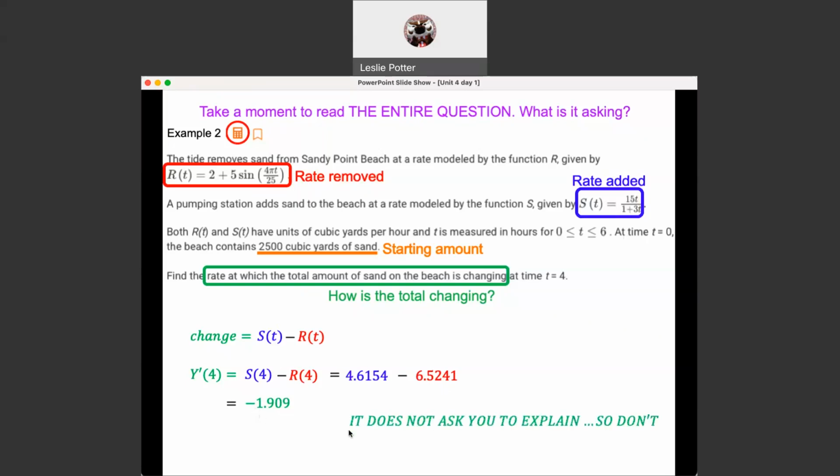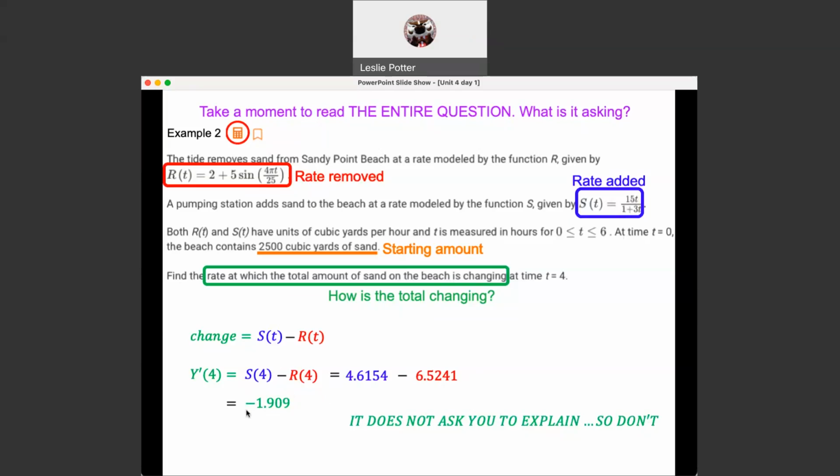It does not ask you to explain, so don't. It's just saying find the rate at which the total amount of sand at the beach is changing. This would have been an okay answer. 4.6154 minus 6.5241 is not an acceptable answer. It's not asking you to explain it. It's not asking you to give units, so don't. So here's the answer. It's just looking for a numeric answer.